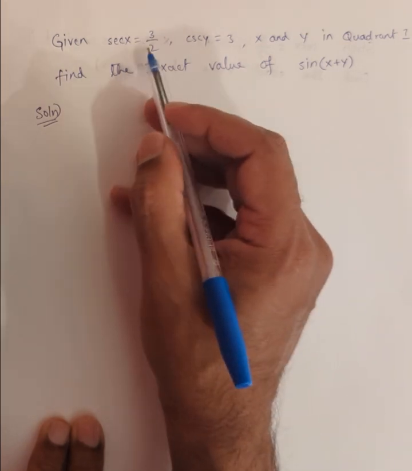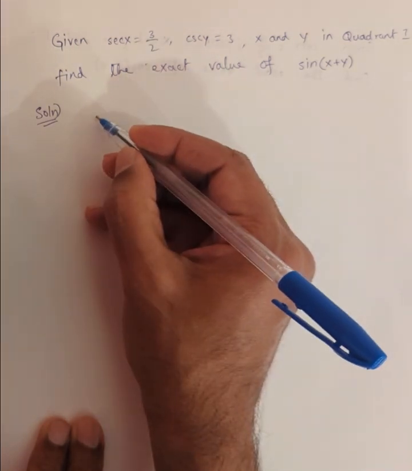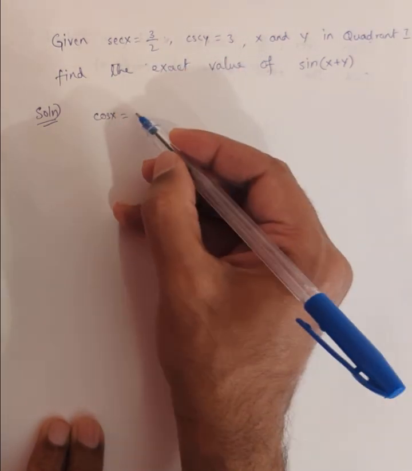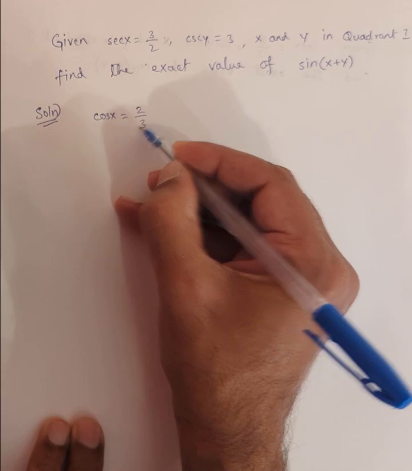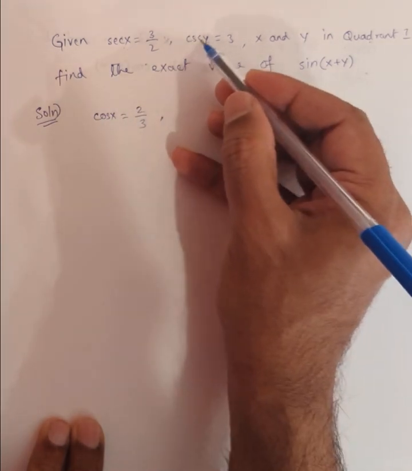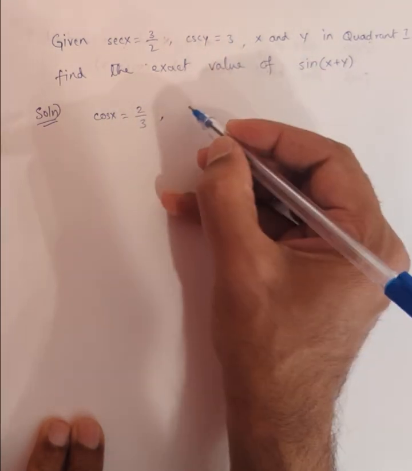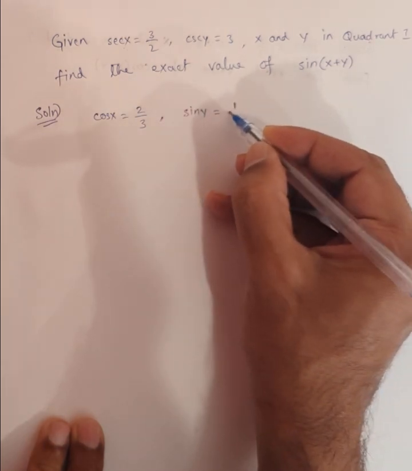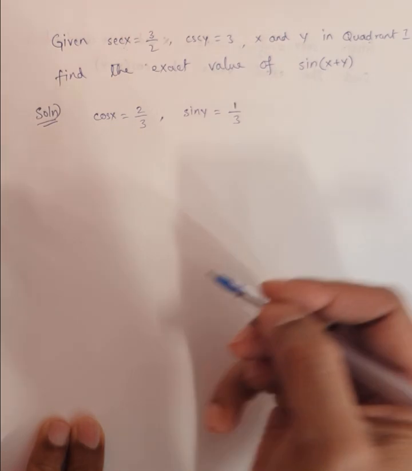If secant x is 3 over 2, I want to write cos x, because the reciprocal of secant is cos, which is 2 over 3. And cosecant y, which is 3, means sine y will be 1/3. So always convert to sines and cosines.